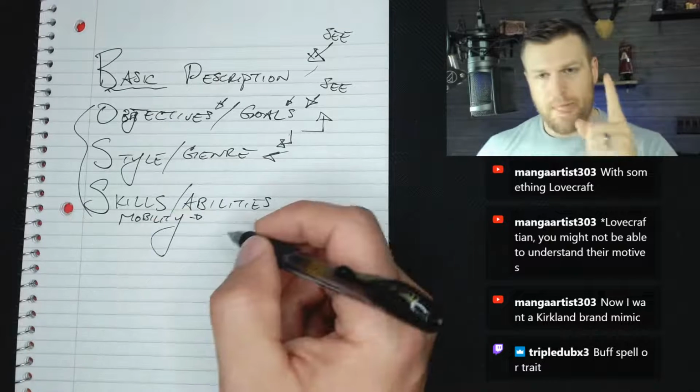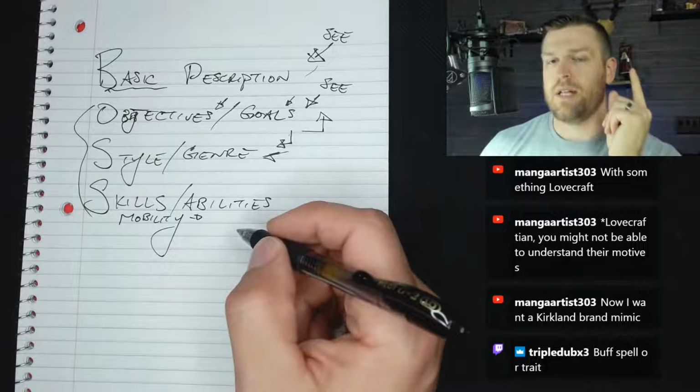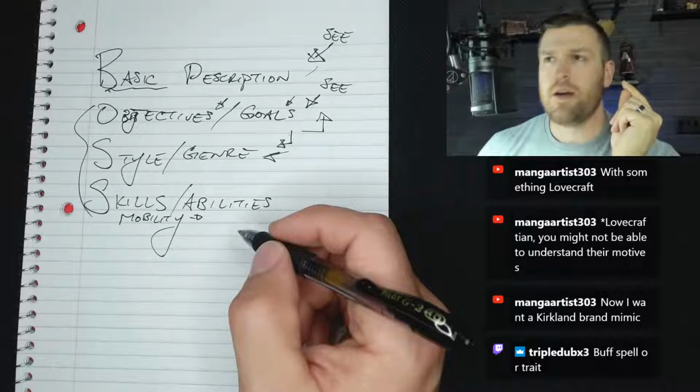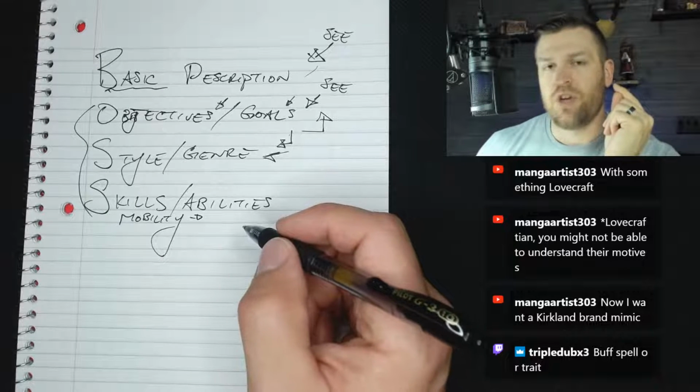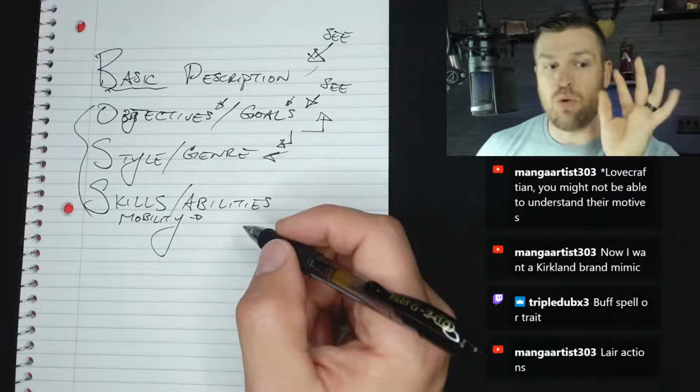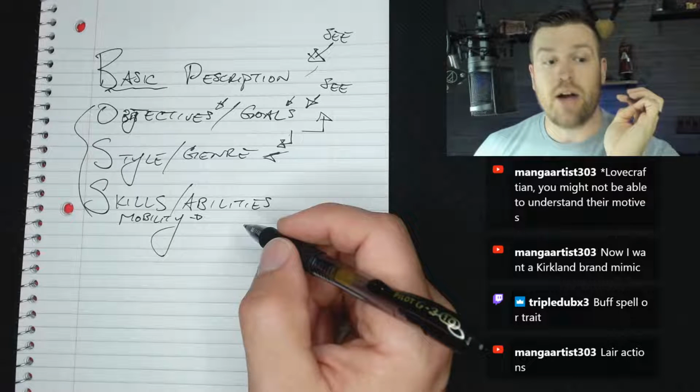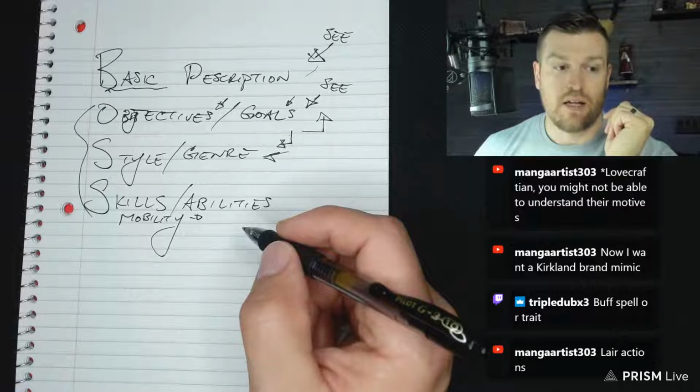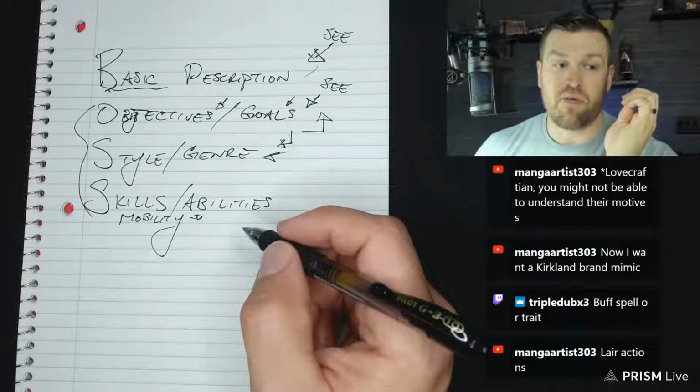But mobility, excellent. I love a good Misty Step reaction. So when the villain takes damage, it will Misty Step away. Lair actions are awesome. Manga, exactly. A buff or a spell trait.